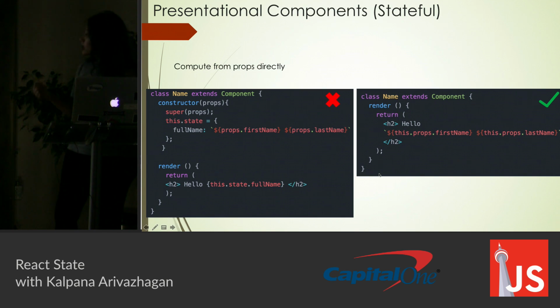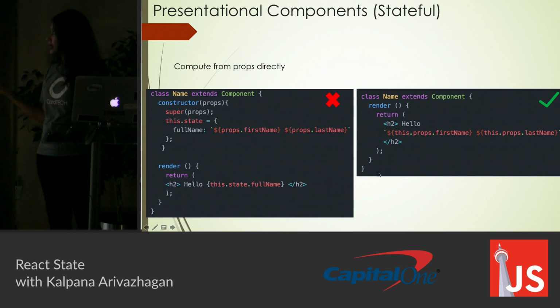Here, if you see, we don't have any component state at all. It's a simple render function. And instead of trying to store something on our component state, we are computing the full name directly in our render function by using props.firstName and props.lastName.